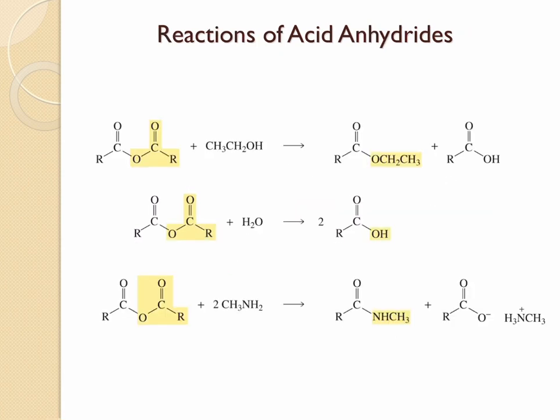Acid anhydrides can be converted into esters, carboxylic acids, or amides by reacting with these molecules. Acid anhydride, when it reacts with an alcohol, is going to give us an ester and a carboxylic acid. When it reacts with water, it gives us two equivalents of the carboxylic acid. When it reacts with an amine, it's going to give us the amide and the carboxylate ion. Remember, we have to use two equivalents of the amine here so as to have enough amine for the nucleophilic attack, because the amine might react with the formed carboxylate ion and form the ammonium carboxylate ion.